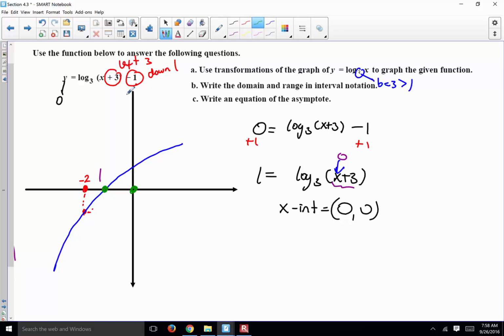Where's my mistake? This is left 3, down 1, it's correct. But earlier, if you remember, I said when x is equal 1, this thing crosses the x-axis, right? But it's correct. So we shift this 3 units left, 1. No, this is minus 2.